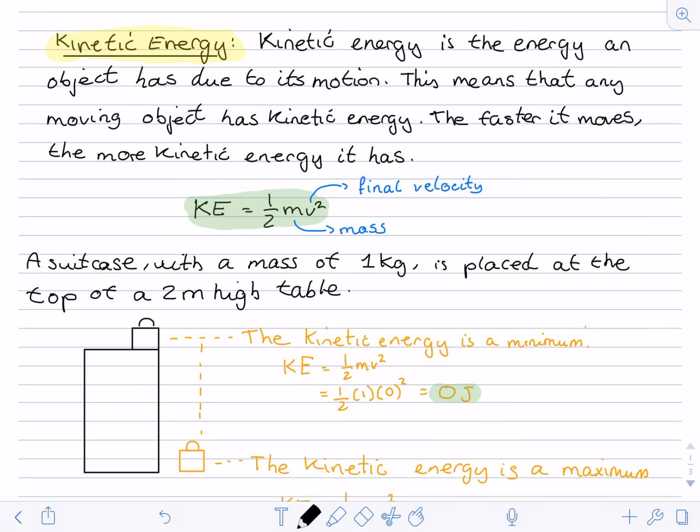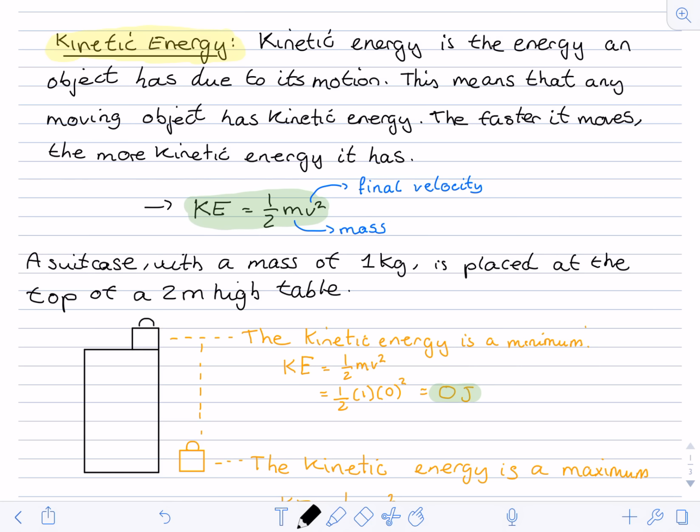Kinetic energy is the energy an object has due to its motion. This means that any moving object has kinetic energy. The faster it moves, the more kinetic energy it has. So the following formula is the one we're going to use, which is kinetic energy is equal to half mv squared. m stands for mass and v stands for final velocity. You should know this before starting with this topic.